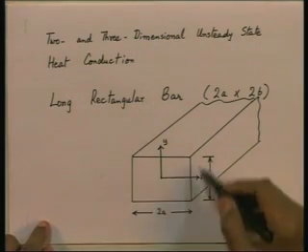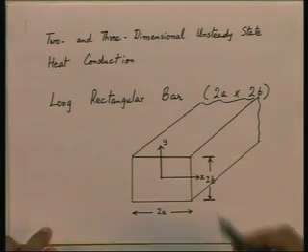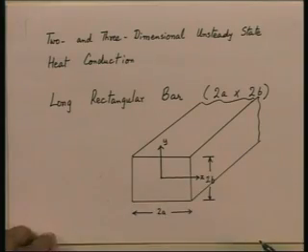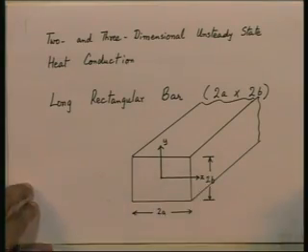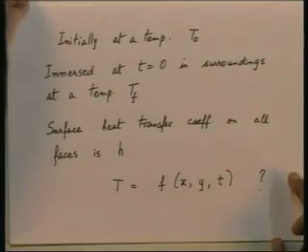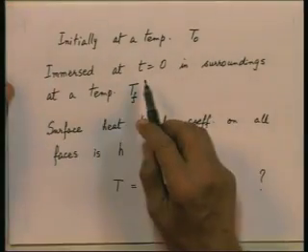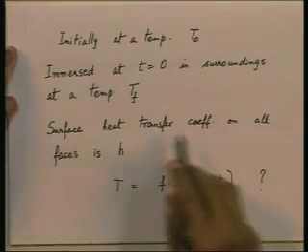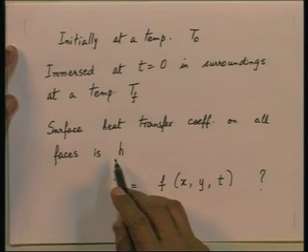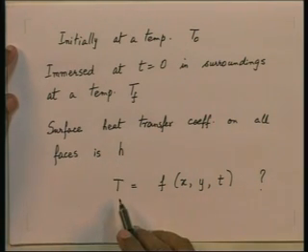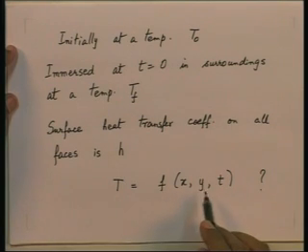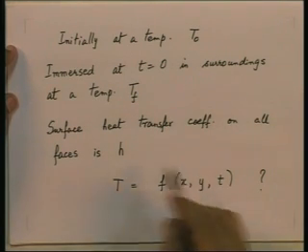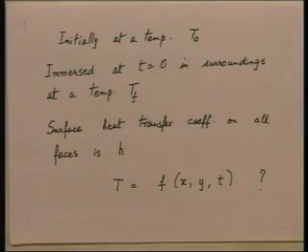And I said, suppose we have a long rectangular bar like this and of dimensions 2a and 2b, and initially this bar is at a temperature T 0, it is immersed at time t equal to 0 in surroundings at a temperature T f. There is a surface heat transfer coefficient h on all faces. Then obviously, the temperature is going to be a function of x, y and time. We would like to solve for this temperature distribution.